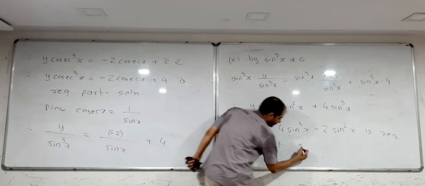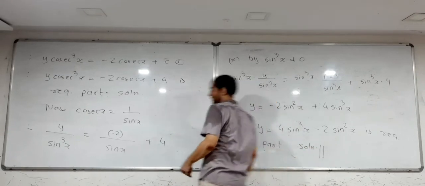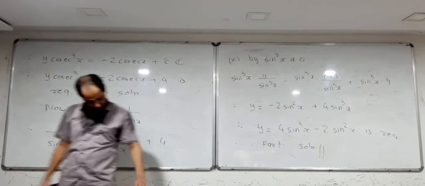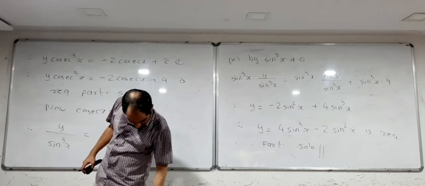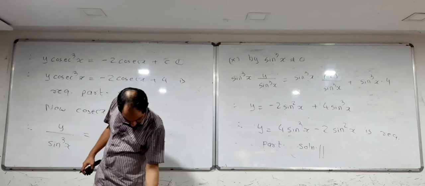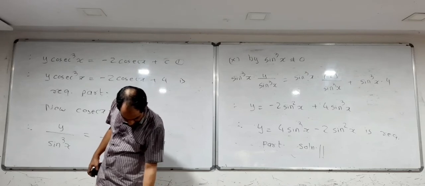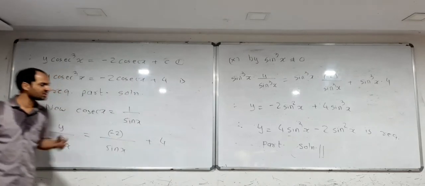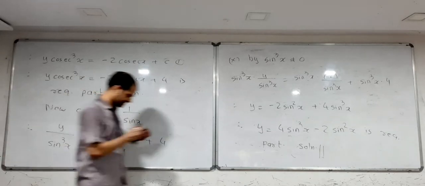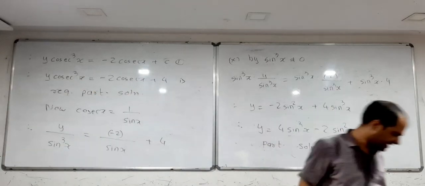particular solution. Is required particular solution. Y is equal to 4 sin cube x minus 2 sin square x. 16 or 17, let us do. Okay, just 1 minute, just water and I'll continue.